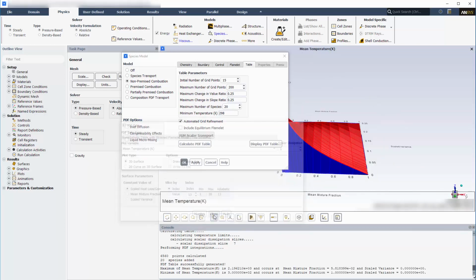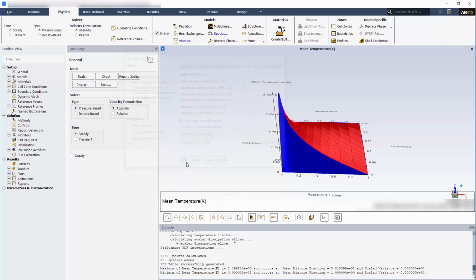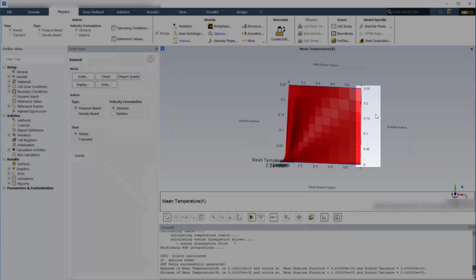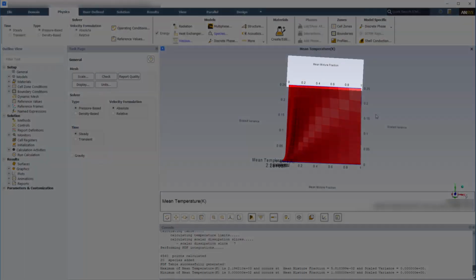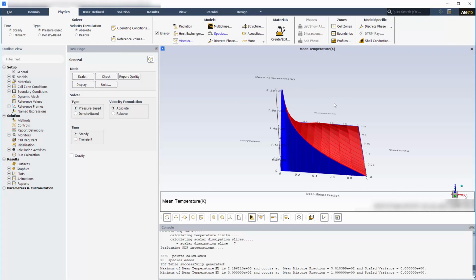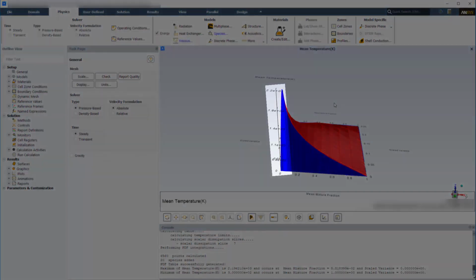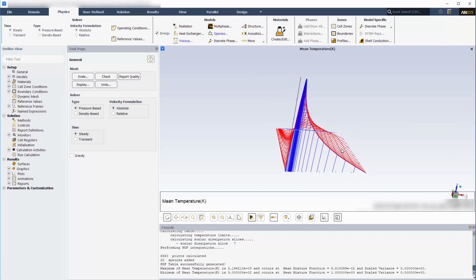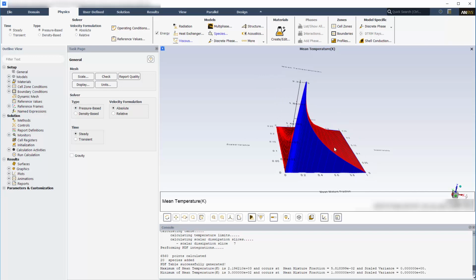This is the PDF for the mean temperature variable. The y-axis describes the scaled variance. The x-axis describes the mean mixture fraction, and the z-axis describes the mean temperature of the reacting fluid. As we can see, the temperature of the fluid increases as the fraction of fuel decreases due to combustion, reaching a maximum at a certain composition of fuel and oxidizer. The generated PDF will act as a lookup table in the final calculation.